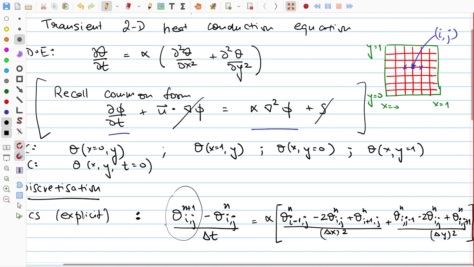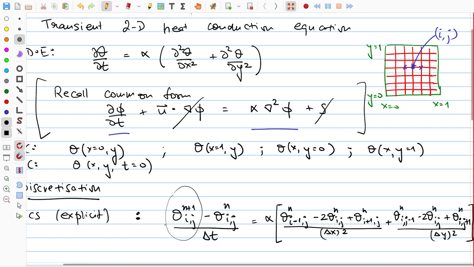Now boundary points, let us say for now all the boundaries are Dirichlet. You know the theta values at the boundary, so it becomes simple to implement. It's very easy, right? So the next lab problem will be based on this.